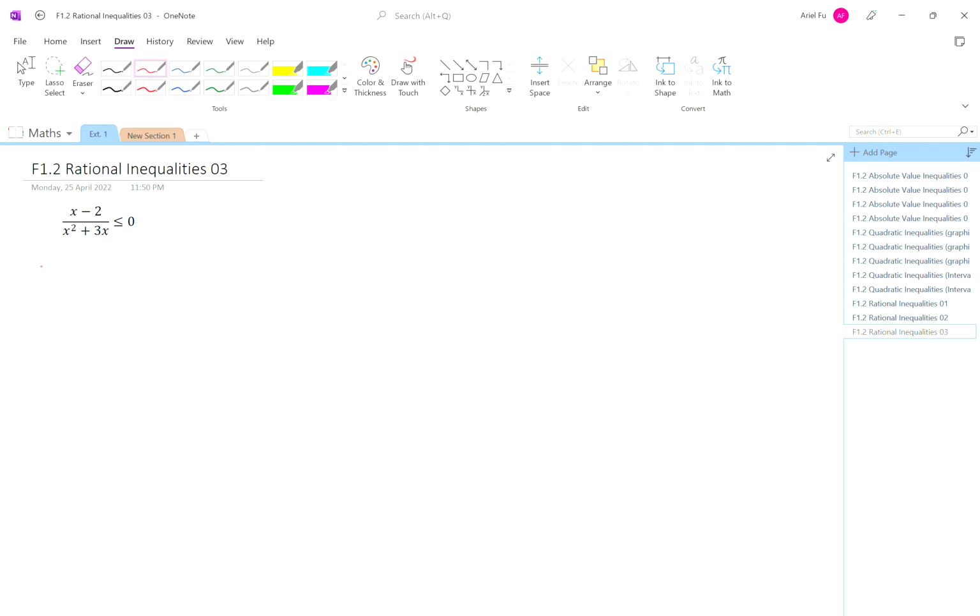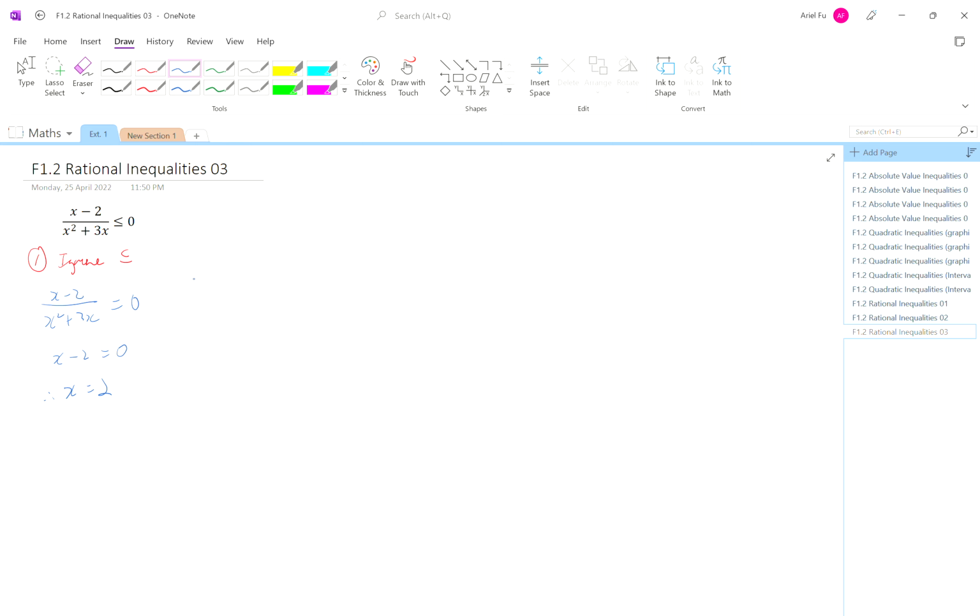Looking at this rational inequality, we're going to repeat the same steps again. So number one, step one, ignore the inequality sign. What that means is we're going to say (x - 2)/(x² + 3x) = 0. Now, if I move the denominator to the other side, I'm going to get x - 2 = 0. Therefore, x = 2 is a key value.